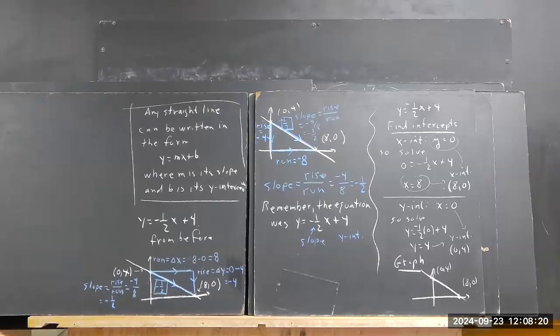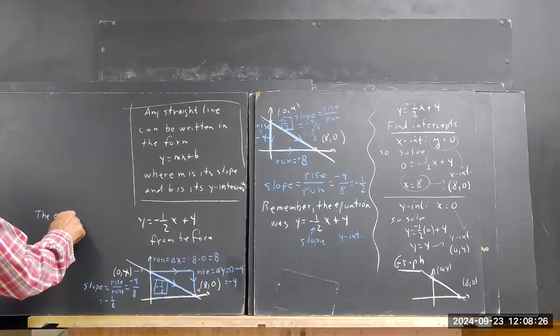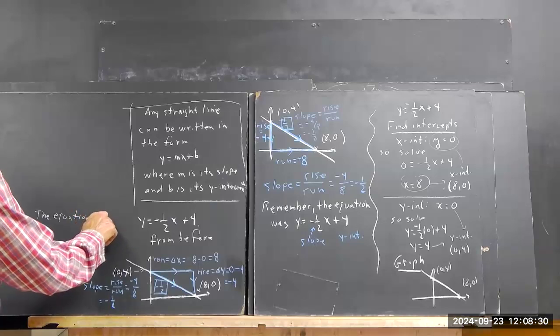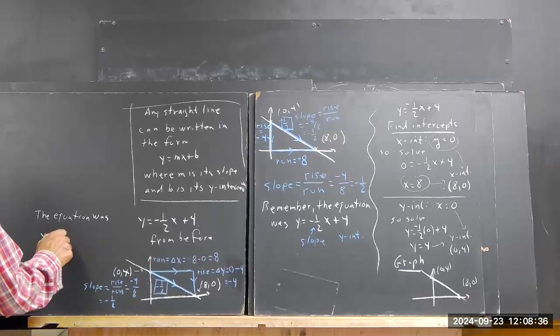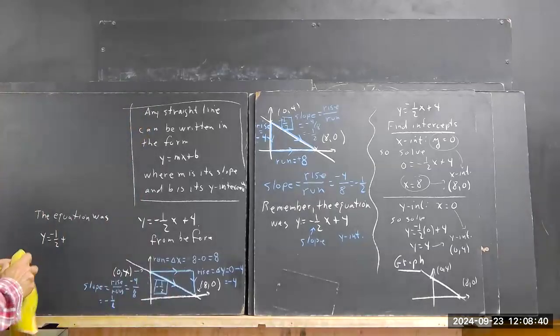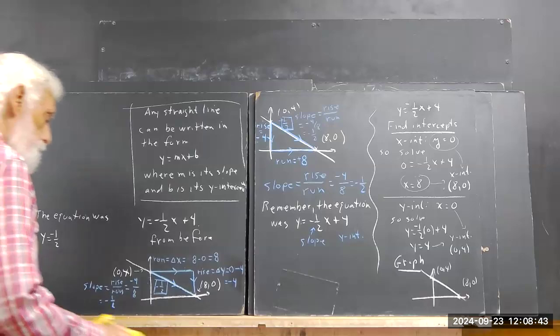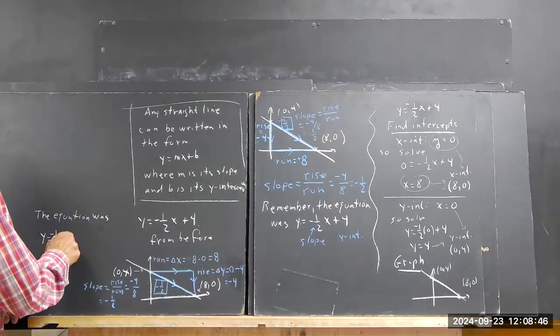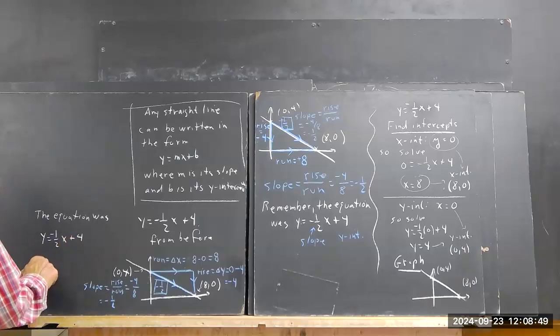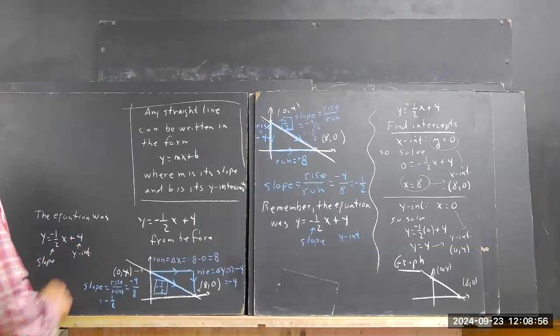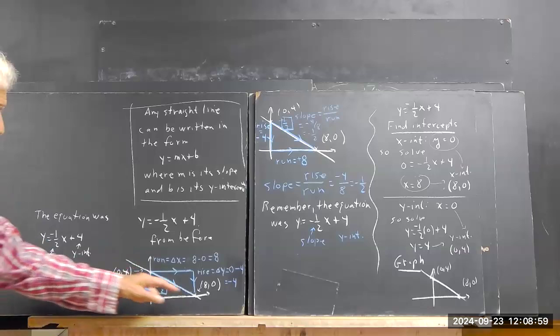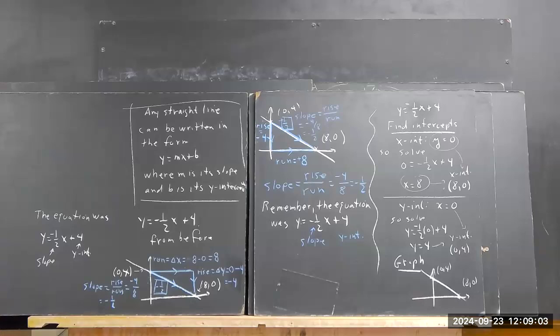Now, equation 1, there it is. And we confirm from the graph and the calculation of the construction of the slope that y equals negative 1/2 x plus 4.